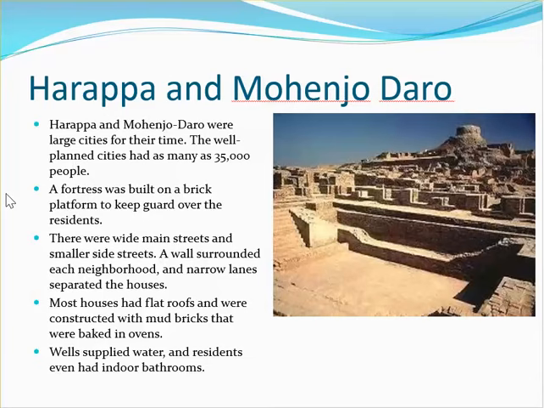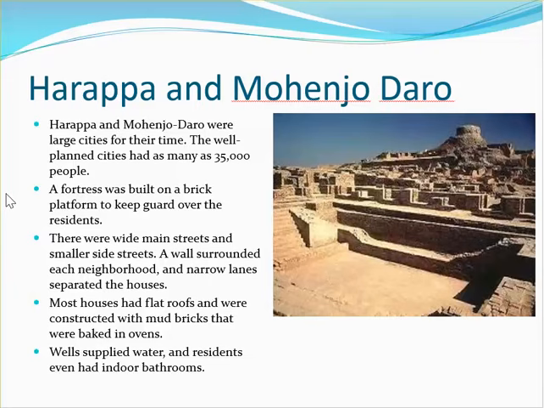So one thing we know is they had large cities for their time. They were well planned, and they were planned for about 35,000 people, which is significantly large for a city at 2000, 2500 BC or earlier. The fortress was built on a brick platform to keep guard over the residents. There were wide main streets and small side streets. A wall surrounded each neighborhood. Narrow lanes separated the houses.